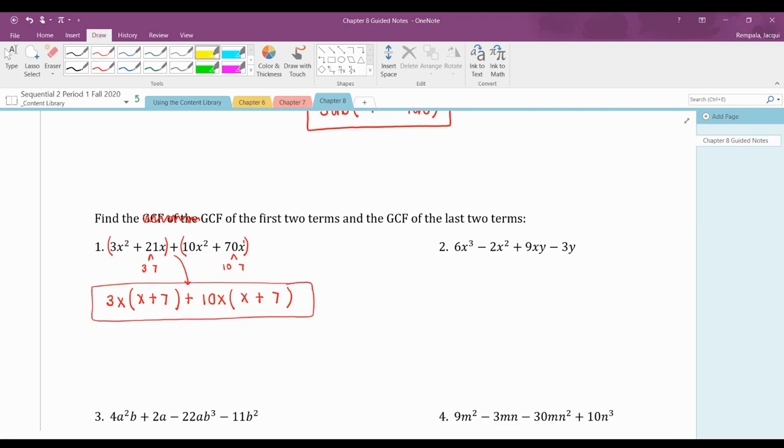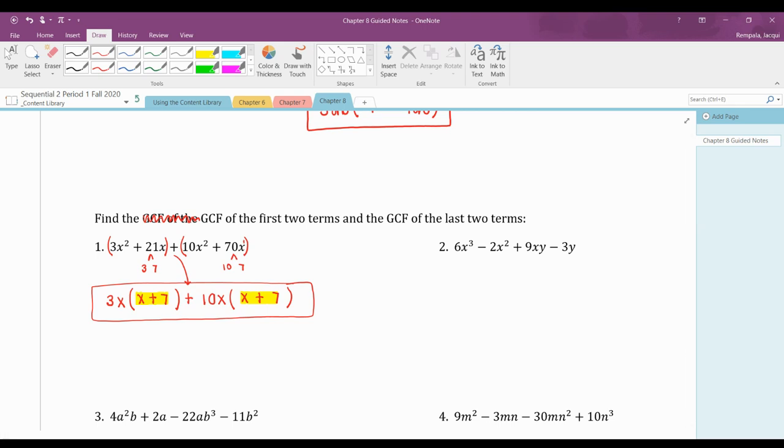Notice how we have x plus 7 in the two parentheses. That's not a coincidence. We should, with these problems right now, get the same thing left over in parentheses. If we don't, then we probably made a mistake. But for right now, this is all I want us to do. This would be our answer.